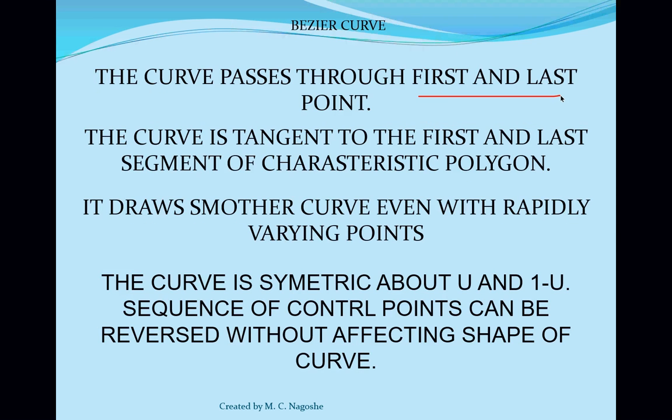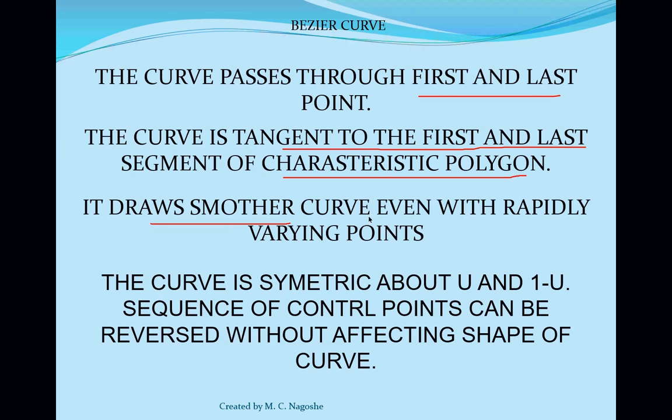The curve passes through the first and last point, so all these are important points. If theoretical questions are there and you write this for 6 marks, you will get 6 marks. Don't write all the other things, write point-wise, so you will get full marks. The curve passes through the first and last point. The curve is tangent to the first and the last segment, so this is a very important point always, and it is characterized by the polygon.